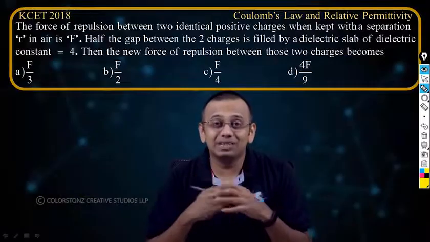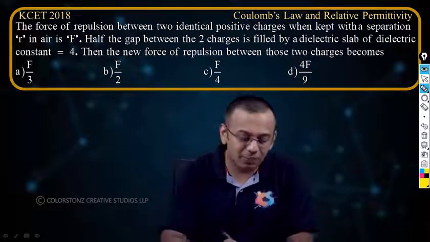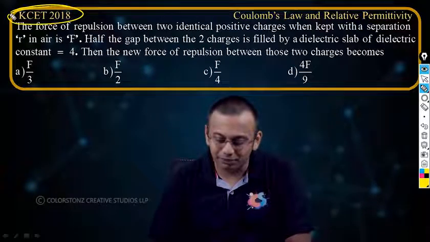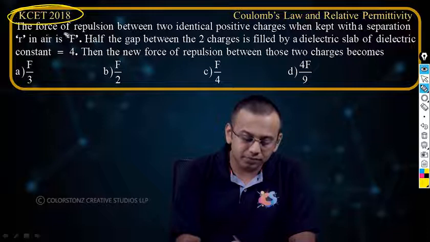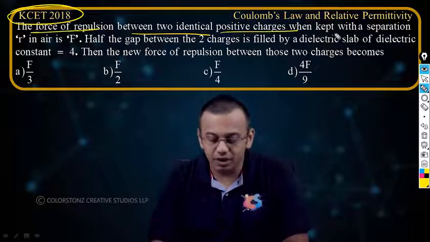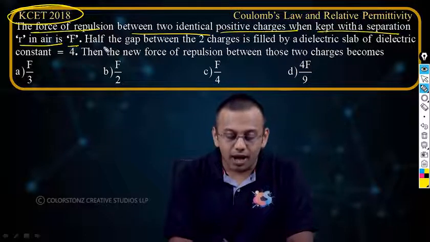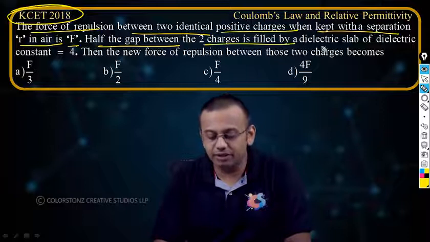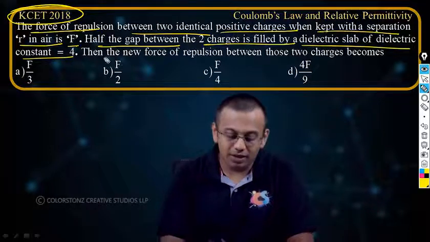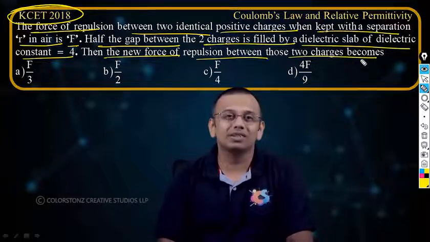All right, so this is the next question. This will be the last question which I want to take in this segment. This is from KCET 2018. So again, a very recent question. Let's see what do we have. The force of repulsion between two identical positive charges when kept with a separation r in air is F. Half the gap between the two charges is filled by a dielectric of dielectric constant 4. Then the new force of repulsion between the two charges becomes.